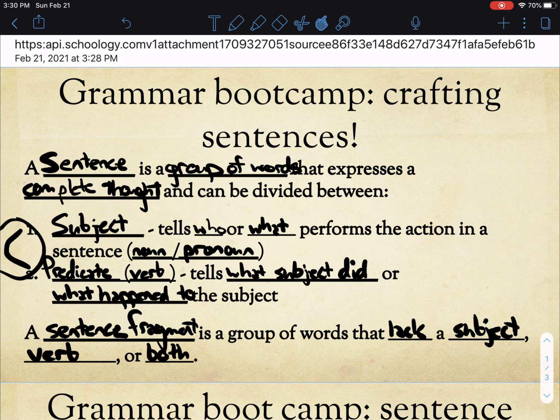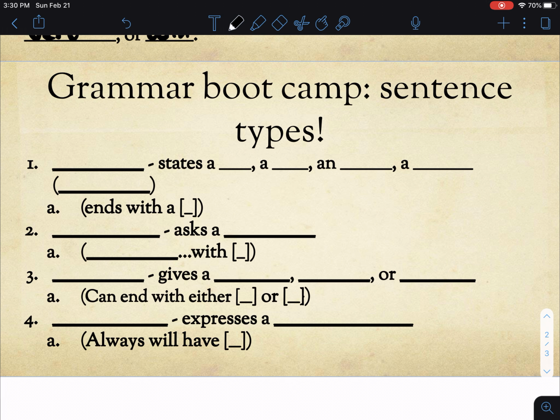Now we're going to look at sentence types so that we can talk about the basic parts of the sentence types. We have four main sentence types. We have declarative, we have interrogative, we have imperative, and we have exclamatory.